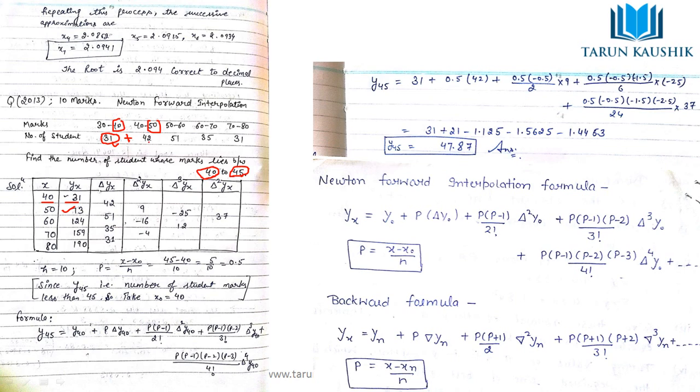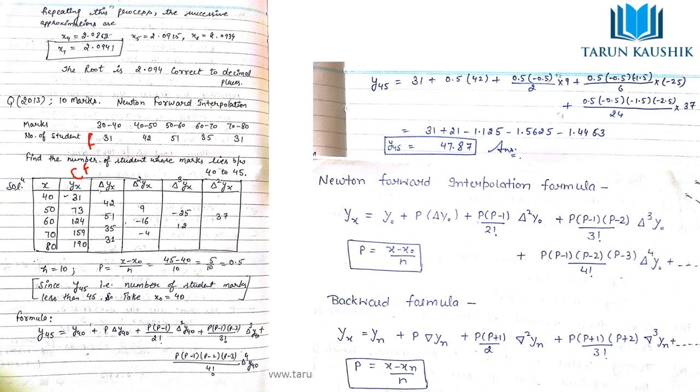In the same way, add these two, you will be getting 124. Again add this 35, you will be getting 159, and again add this 31, you will be getting 190. So what is it called? It is called cumulative frequency. Okay, and this is the frequency, and this is the cumulative frequency.